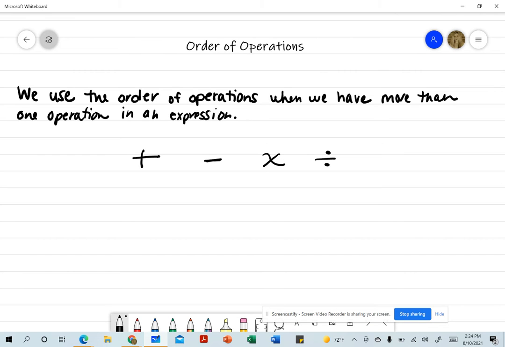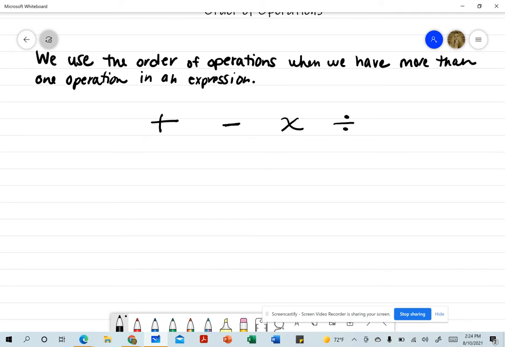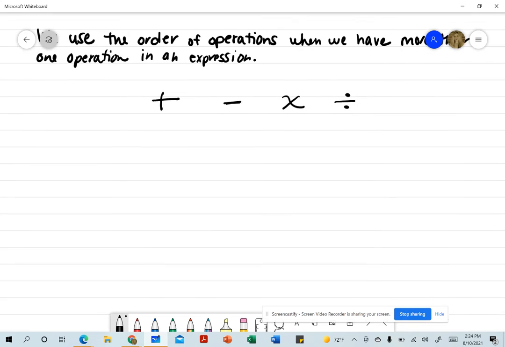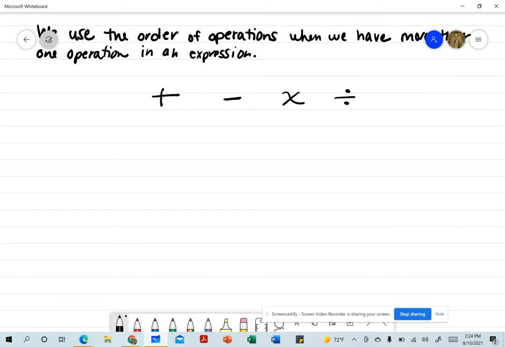So to simplify, I'm pretty sure you've heard of this acronym before, but we use the acronym PEMDAS. So that means each letter stands for the order. So let's go together. I'm going to try to do them in different colors.